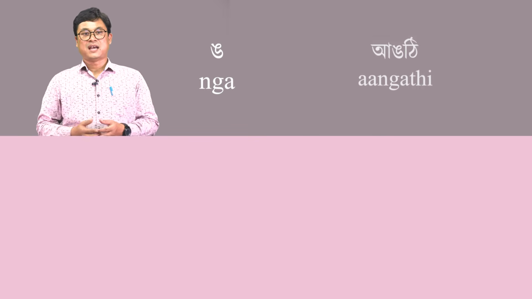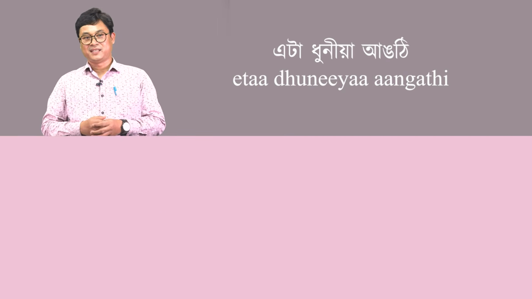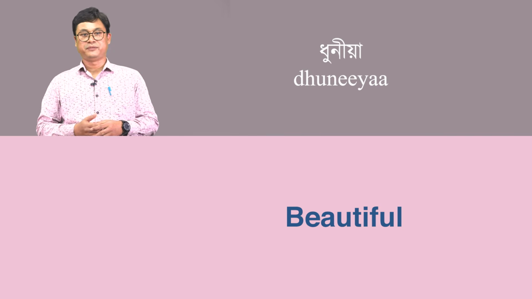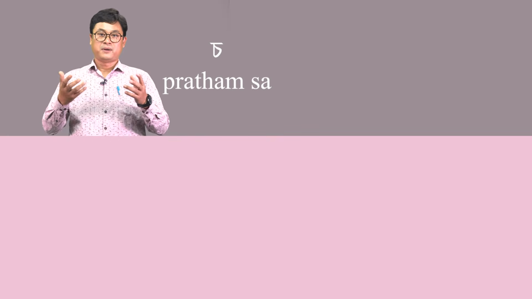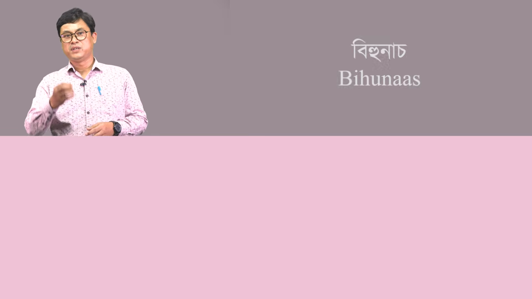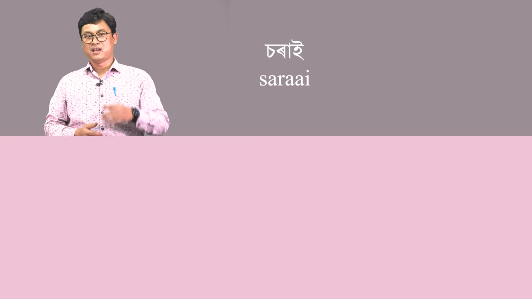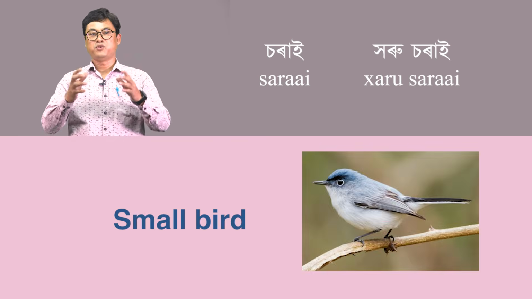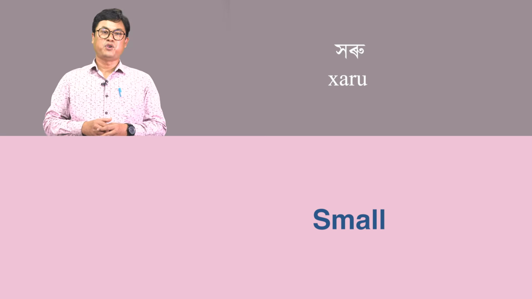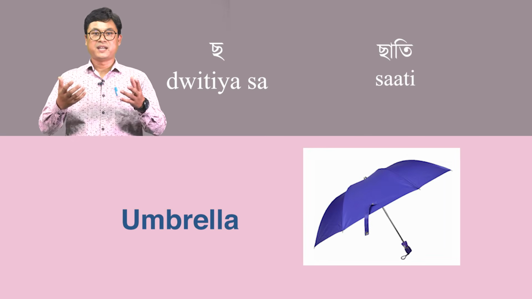Ngo, ngo for anguti means ring, and rongalau, which means pumpkin. Eta dhunia anguti, which means a beautiful ring. Eta means one and dhunia means beautiful. Pratham so for sorai means bird. Phesa means owl, and bihunas, that means bihu dance. Using sorai, we can frame the phrase horu sorai, which means small bird. Here, horu means small.